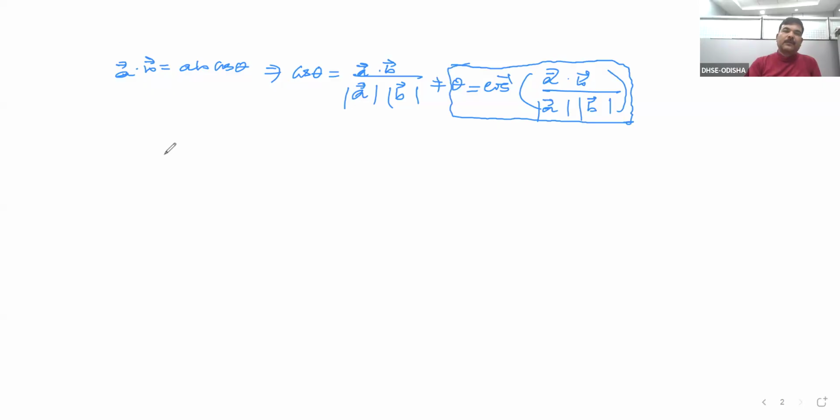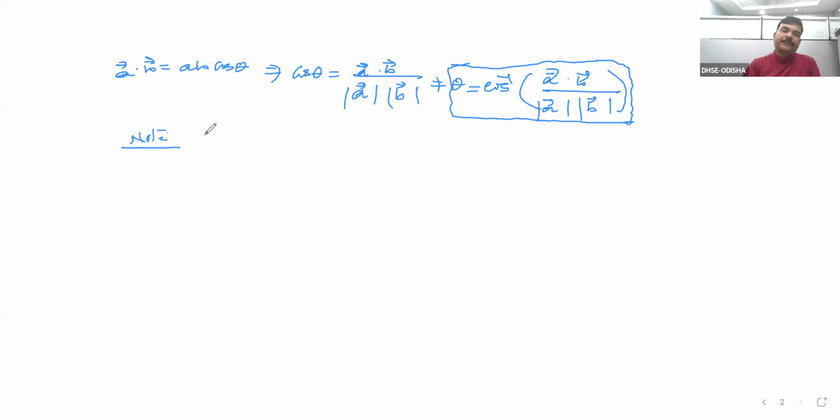Then, if two vectors are perpendicular, then A dot B is equal to 0. If the angle between two vectors is 0 degrees, then A dot B is equal to A mod into B mod. Right? So write down a note point.